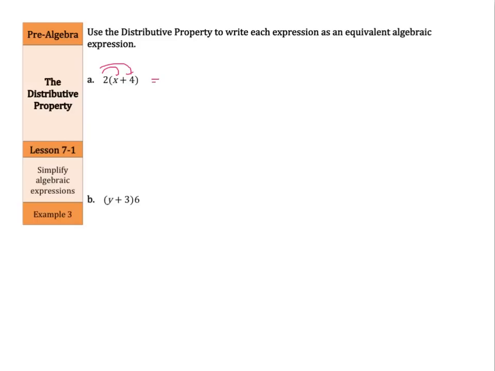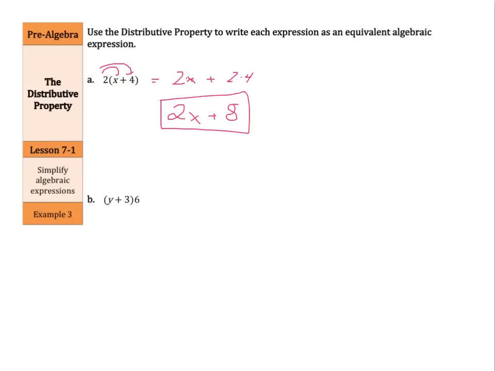So this is going to be 2 times x plus 2 times 4. 2 times x is 2x, plus 2 times 4 is 8. Our 2x and our 8 are not like terms. You cannot add a 2x with an 8, so you just leave it there, 2x plus 8.